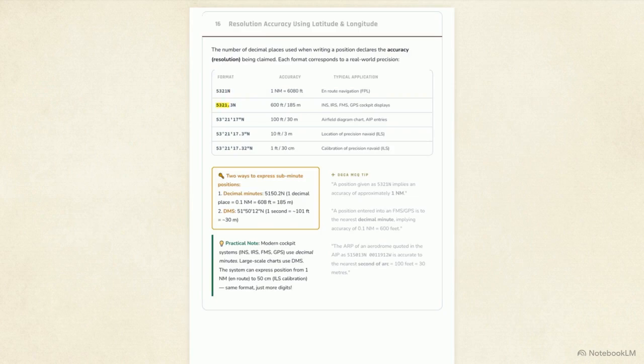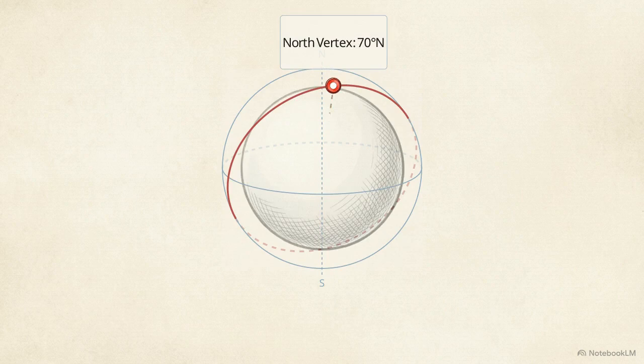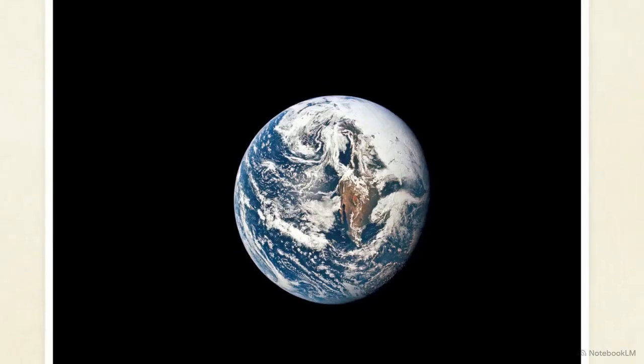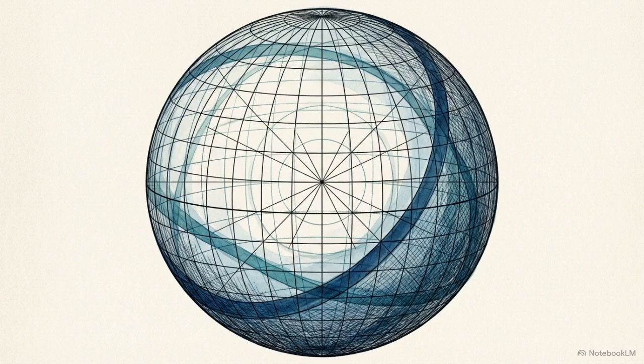Adding a decimal steps up to FMS precision, narrowing the error to 600 feet. Sub-minute decimal seconds yield landing calibration levels, locking the position to 30 centimeters. This geometric consistency applies globally. If you follow a great circle track to its northernmost vertex, the exact opposite point on the globe maintains the identical latitude number, simply inverting the hemisphere and the longitude. The planet is an immense, irregular shape. Mastering these strict geometric axioms provides the only mathematical framework capable of delivering absolute real-world accuracy anywhere on Earth.